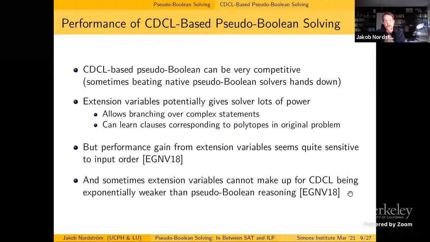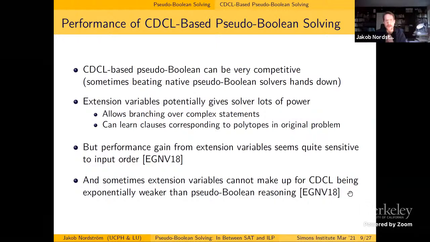So, okay, how do you do it? How does CDCL-based pseudo-Boolean solving work? Well, it's being used because it turns out that it's often a very competitive approach. And sadly, I have to say, from the point of view of so-called native pseudo-Boolean solving, the CDCL-based approaches sometimes just beat the crap out of us. And it's interesting to understand why, and I don't fully understand why. So that's an interesting research question.